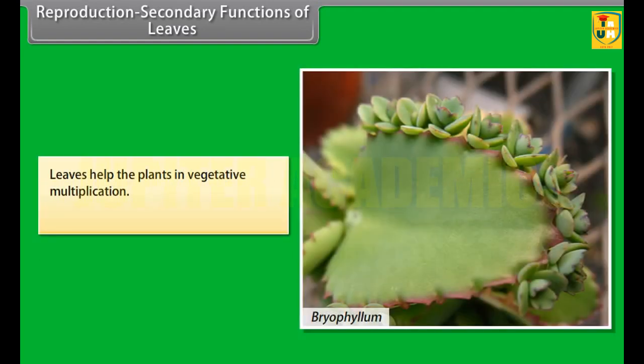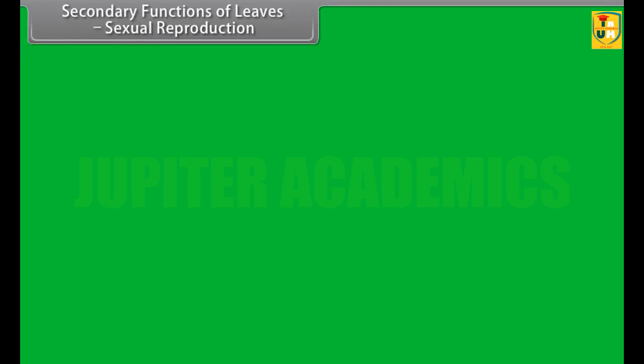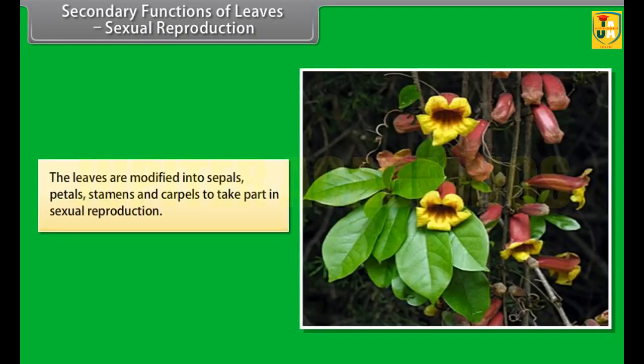Leaves help the plants in vegetative multiplication. Example, Bryophyllum. Leaves act as balances for floating when modified into roots. Example, Salvinia. Sexual reproduction. The leaves are modified into sepals, petals, stamens, and carpels to take part in sexual reproduction.